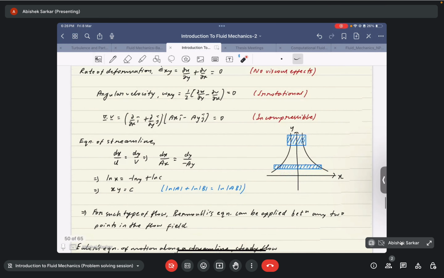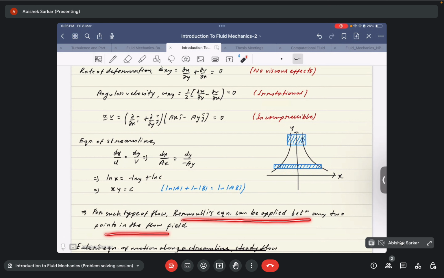Okay, so as mentioned here, for such kinds of flows, since the flow is irrotational, Bernoulli's equation can be applied between any 2 points in the flow field, which we will eventually see is one of the very important or very crucial assumptions made while considering Bernoulli's equation to solve a fluid flow problem. Okay, and we'll look into why this is so crucial.